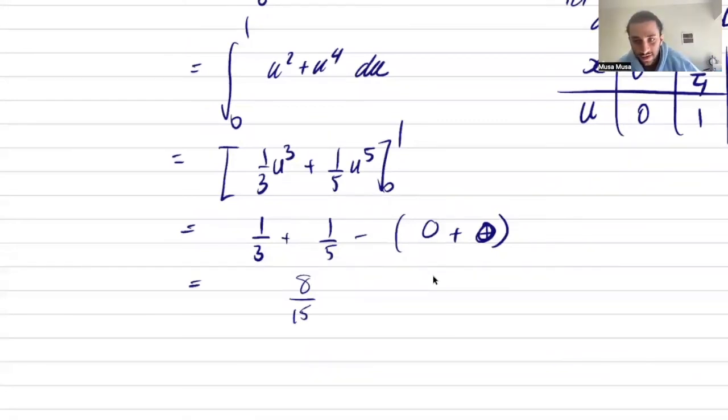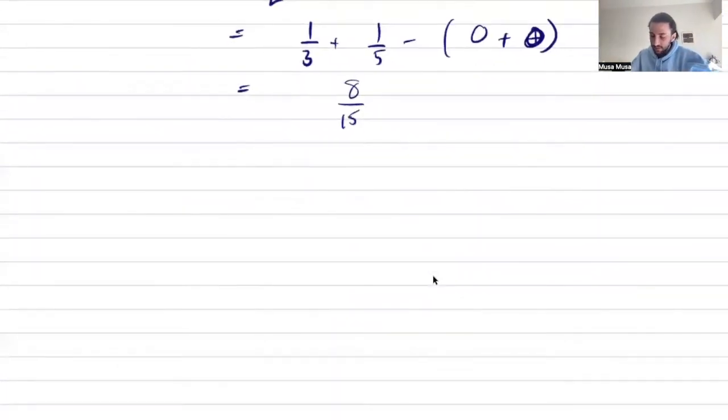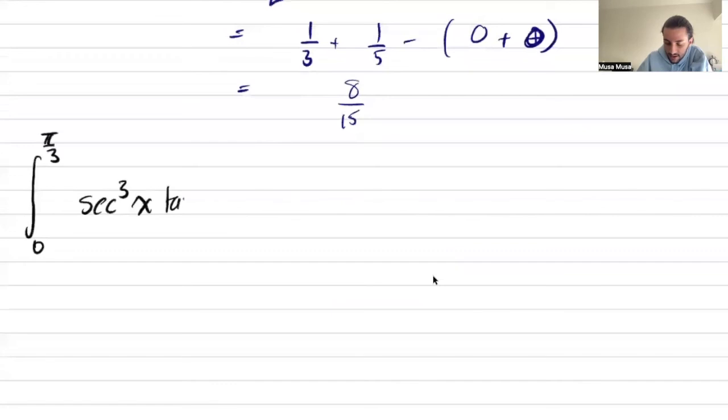What if you didn't have it of that form? What if you had it of this form instead? Let's say it was the integral from 0 to pi on 3 of sec cubed x tan x dx.